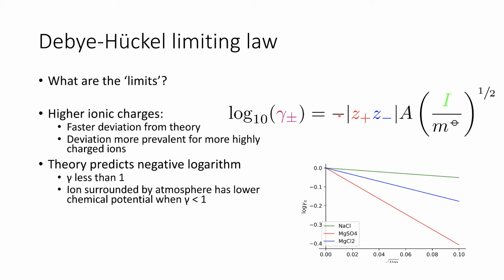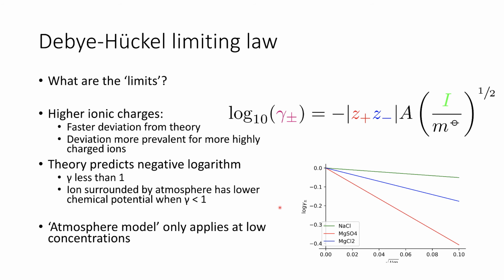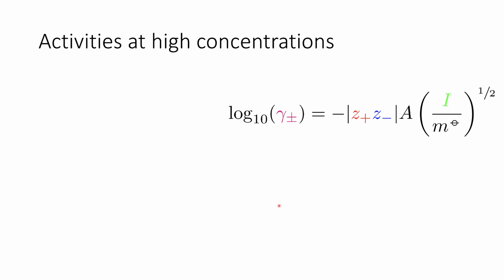We see these cropping up everywhere in chemistry, which must mean that our activity coefficient must be less than 1. Because the activity is less than 1, that means that these ions, which are surrounded by this ionic atmosphere, have a lower chemical potential when the gamma is less than 1. However, as we said, this atmosphere model only applies at very low concentrations. When we get to high concentrations, this Debye-Hückel limiting law starts to break down.